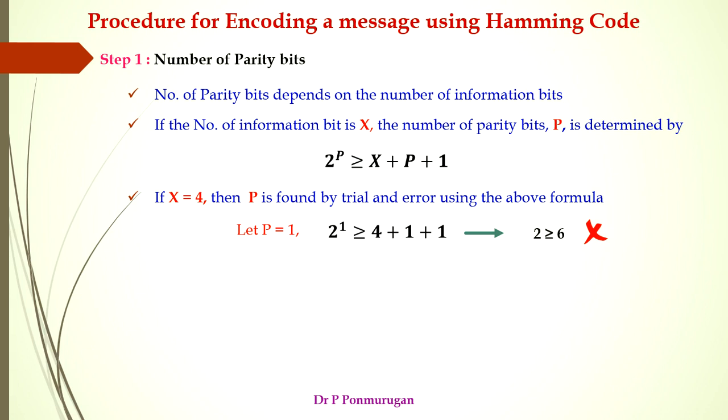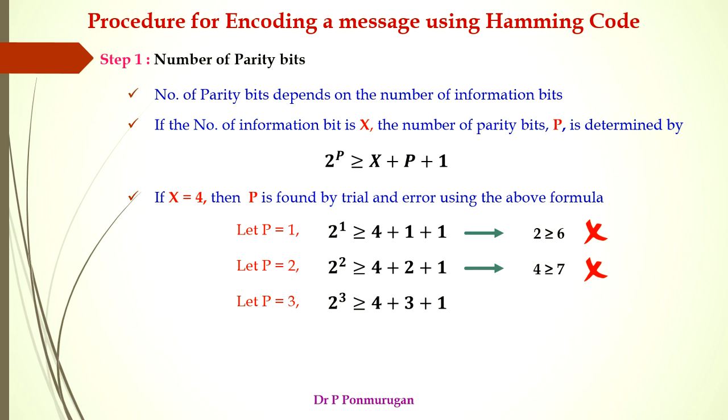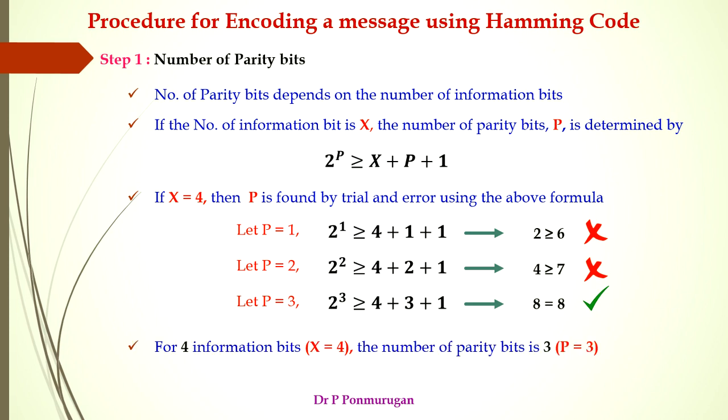For the next assumption, we can have p equal to 2. So it will be 2^2, which should be greater than or equal to 4 + 2 + 1. But the result is 4 greater than or equal to 7, which is also not true. For the next one, let us take p equal to 3. So 2^3 is greater than or equal to 4 + 3 + 1, which gives 8, which is equal to the other part. So this seems right. For an information bit of 4, the parity bits will be 3 bits.